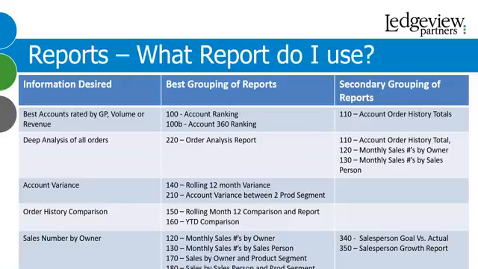I'm going to give you some scenarios in which certain information is desired and the best reports or secondary reports to use. So if you have a best accounts list and you want to see it rated by gross profit, volume, or revenue, but you want it ranked, 100 and 100B are the best reports for you. It's an account ranking. Or for 100B, it's that account ranking with parent accounts, child accounts rolled up into it.